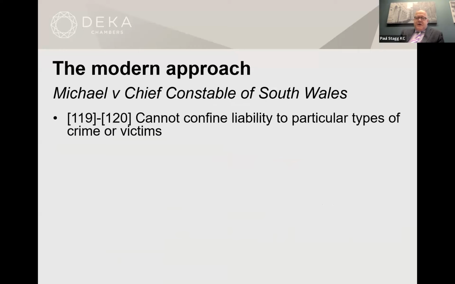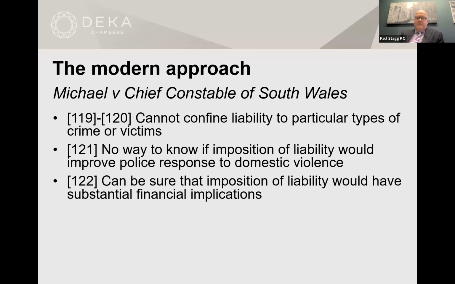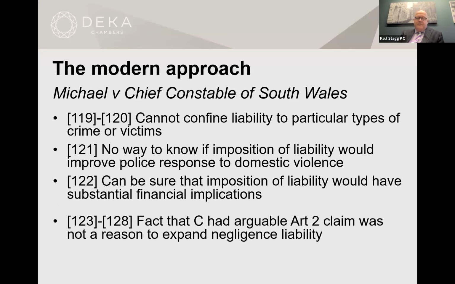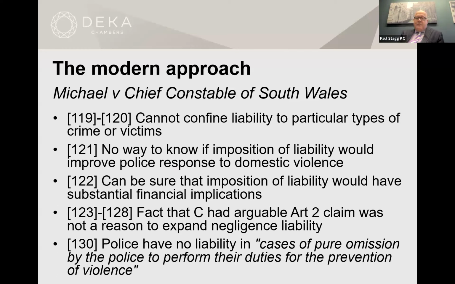They then went on to consider the case on the facts. It wasn't possible to confine the duty of care by relation to particular types of crime or victims, such as domestic violence victims. There was no way to know if imposing negligence liability would improve the police response to domestic violence, but it certainly would have substantial financial implications by giving rise to more claims. The fact that the claimant had an arguable Article 2 claim was not a reason to expand negligence liability, and the police have no liability generally in cases of pure omission by the police to perform their duties for the prevention of violence.